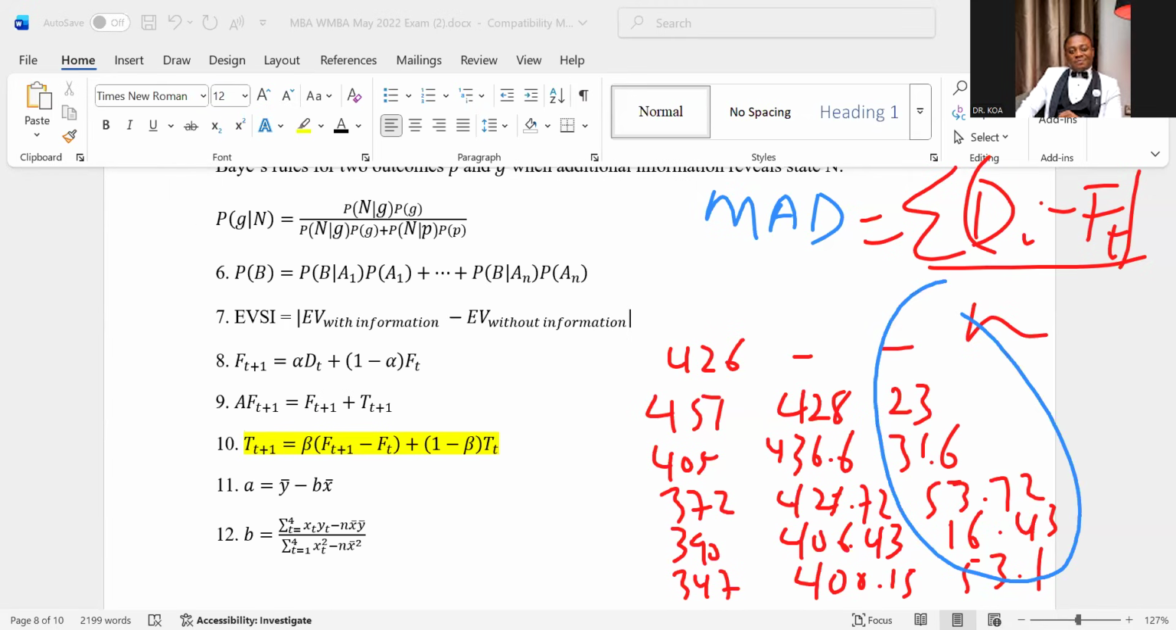The D minus the forecast. You add all of them together. Go and add all of them. When you add all of them together, it gives you 177.85. Yeah. And then you divide that by 5. That's 35.57.